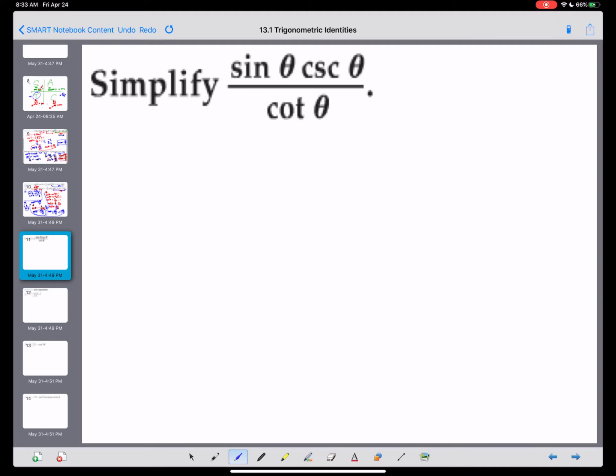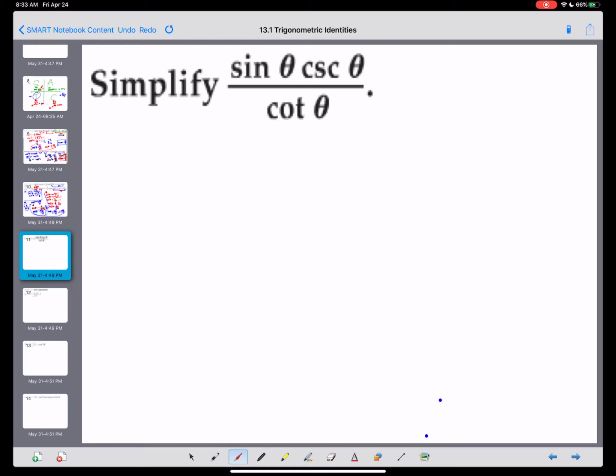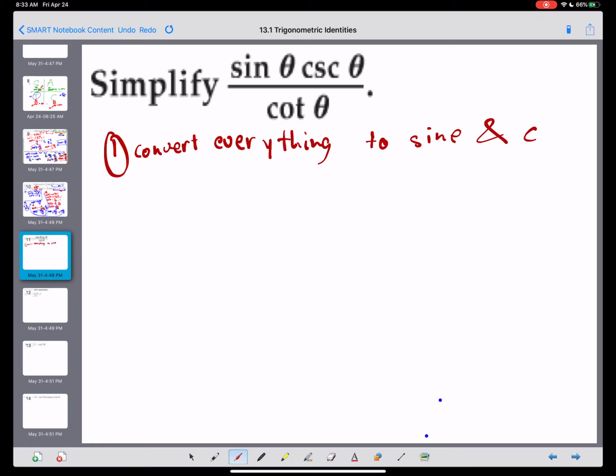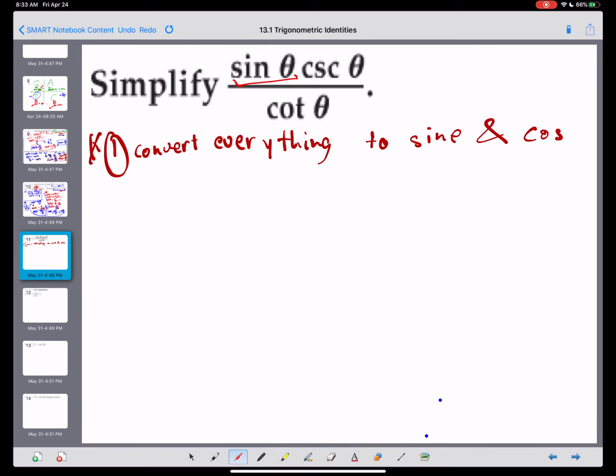They are simplifying. I really, really, really like simplifying. Okay, your number 1 rule is convert everything to sine and cosine. Okay, that's kind of your best bet. That is the rule of the day. Convert everything to sine and cosine when in doubt. So that's what I'm going to do. Sine is already sine.